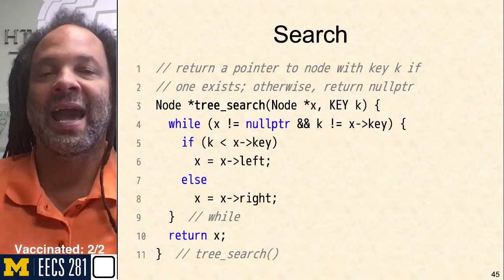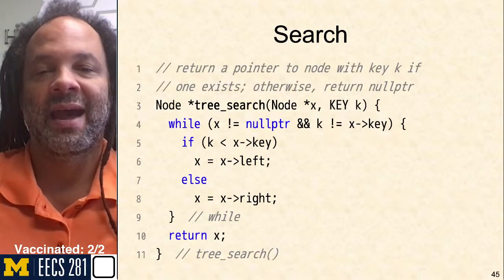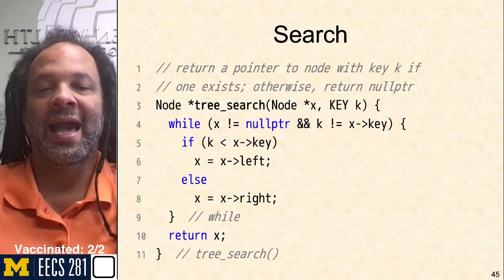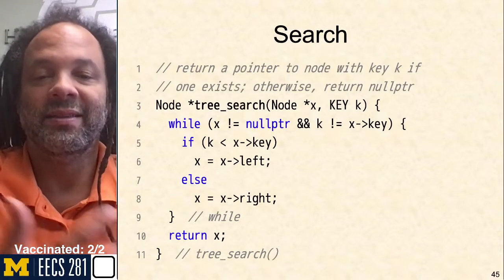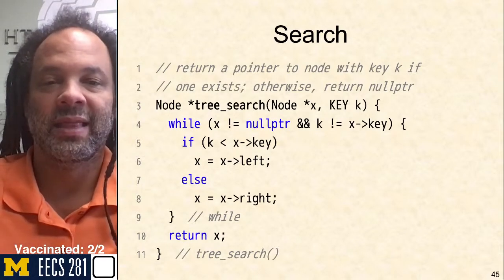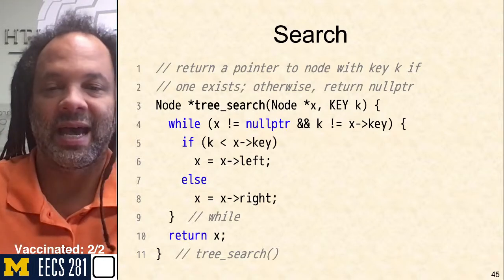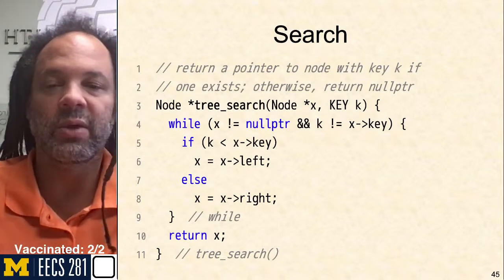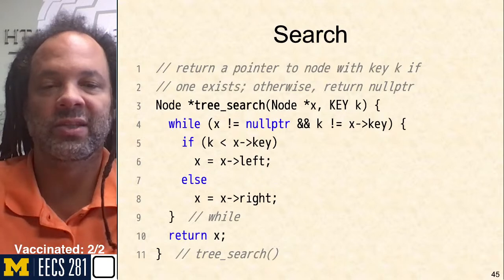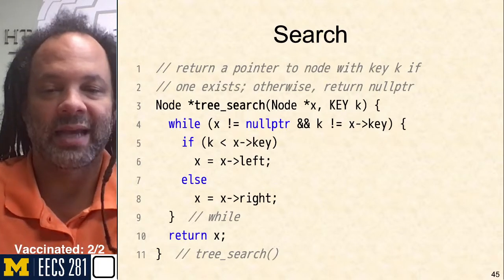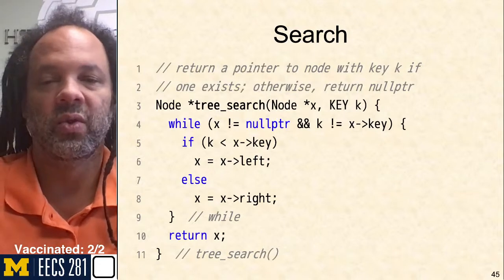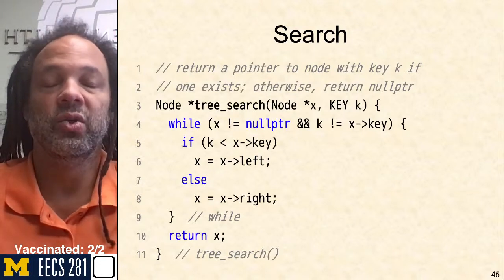If what I'm looking at is not what I'm looking for, then I have to decide: if what I'm looking for is less than what I'm looking at, then I need to go into the left-hand side. So that changes x to be equal to x's left. Otherwise, since we know that it's not equal, it must be in the other side. That sets x equal to x's right. So this is an iterative way to do a tree search.